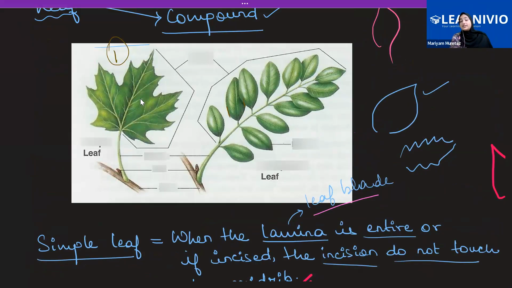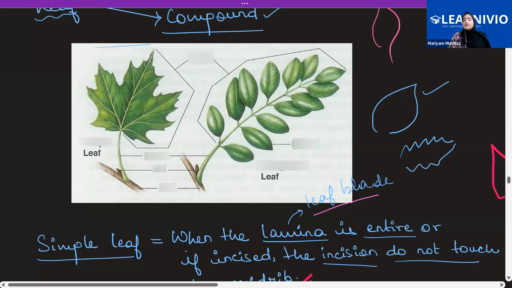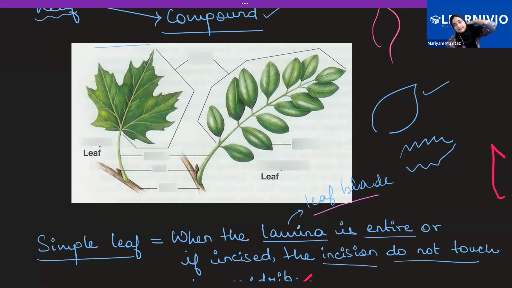Each of those parts touches the middle, whereas in the case of the simple leaf, the parts do not. Even a tiny incision, like this part here, still will not touch the midrib, and that is the case of a simple leaf. Clear to everyone?